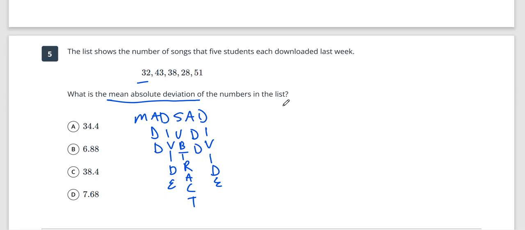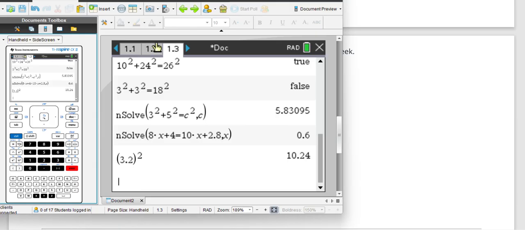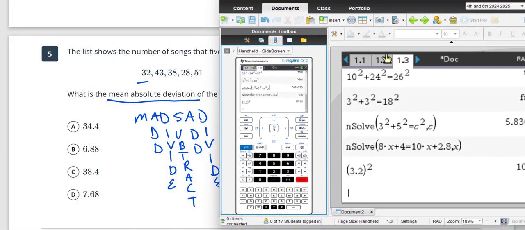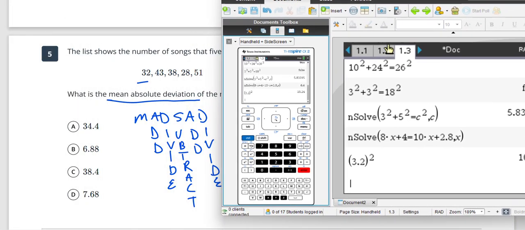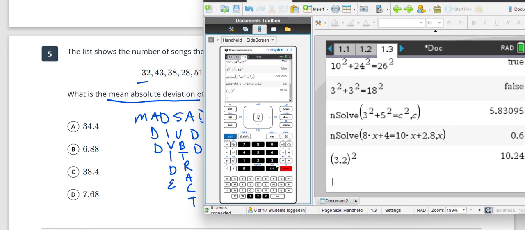So let's go with 32 plus 43. Actually, I'm going to start to do it already. Get the calculator, move to the side. And I think you can see everything. 51 is the last number. Okay. So I'm going to go 32 plus 43 plus 38 plus 28 plus 51.